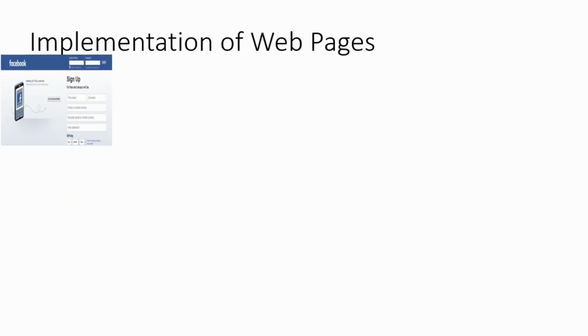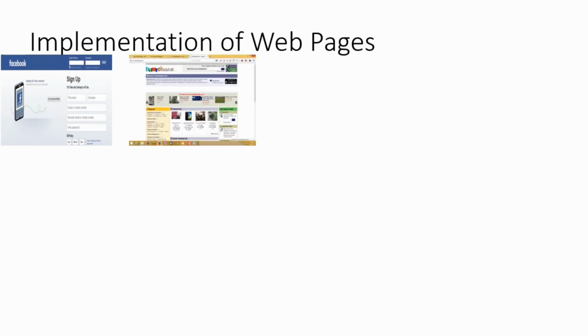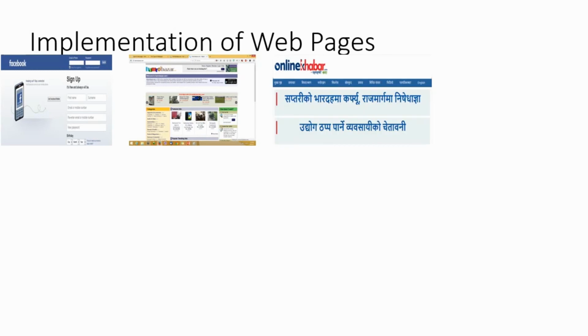Now here we are going to see the implementation of web pages. At the very first there is Facebook. We can have web pages in a social networking site. Likewise, we can have them in an online e-commerce website like hamrobazaar.com. For the news portal also, we can have web pages. Simply we can see it through Online Khabar.